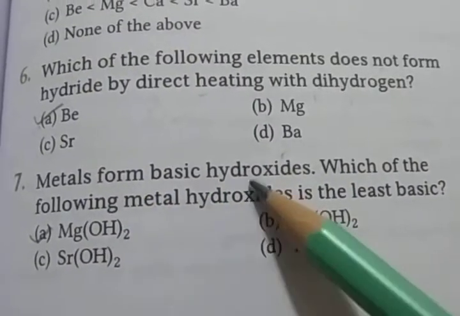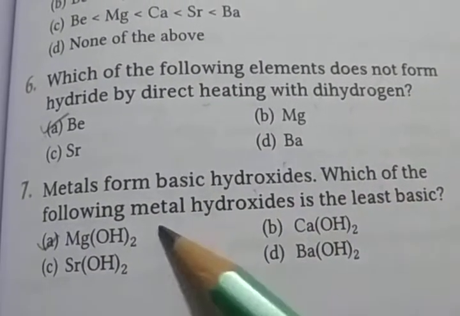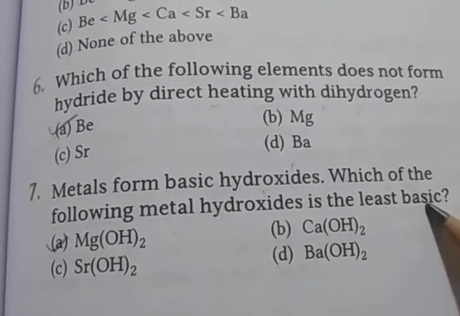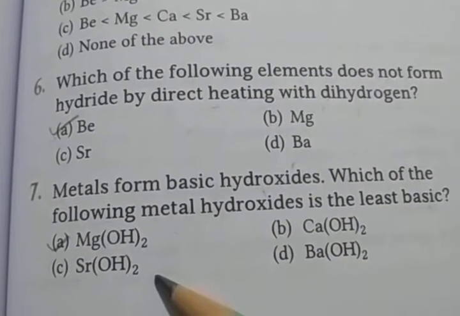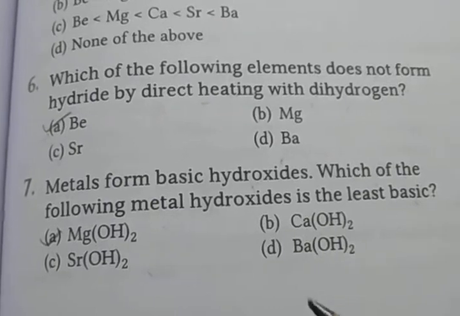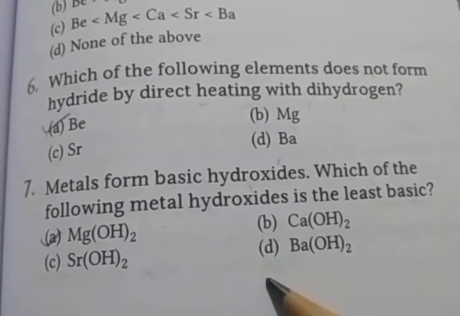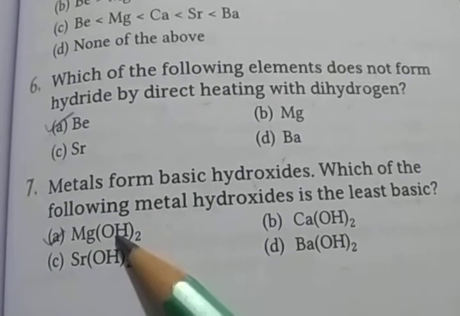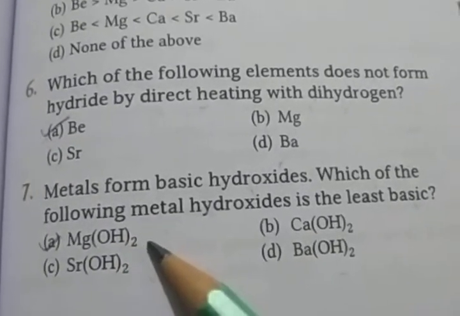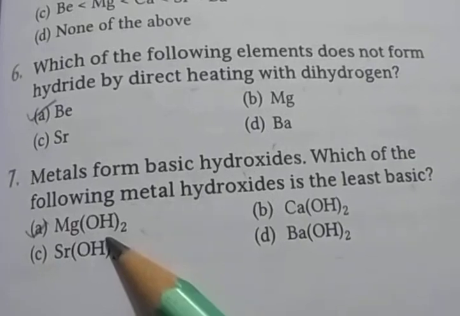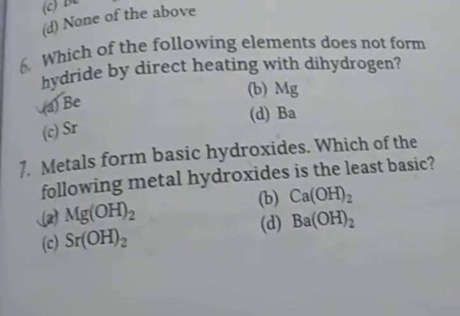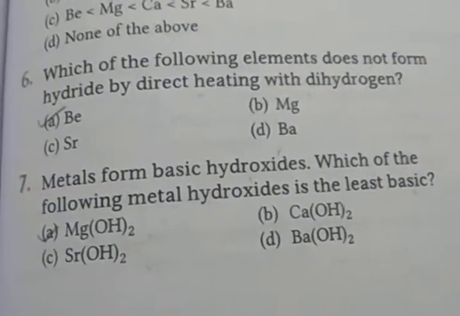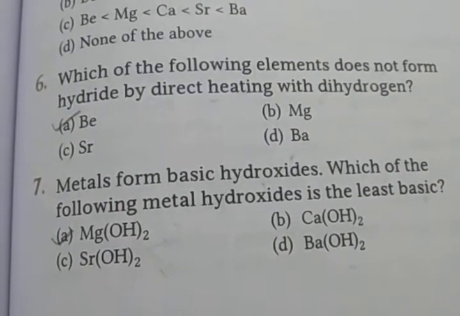Question number 7. Metals form basic hydroxides, but which of the following metal hydroxides is the least basic? We already know that going from up to down, basic nature increases. Magnesium is at the start, so magnesium hydroxide is the least basic. So option number A is the answer of this question.